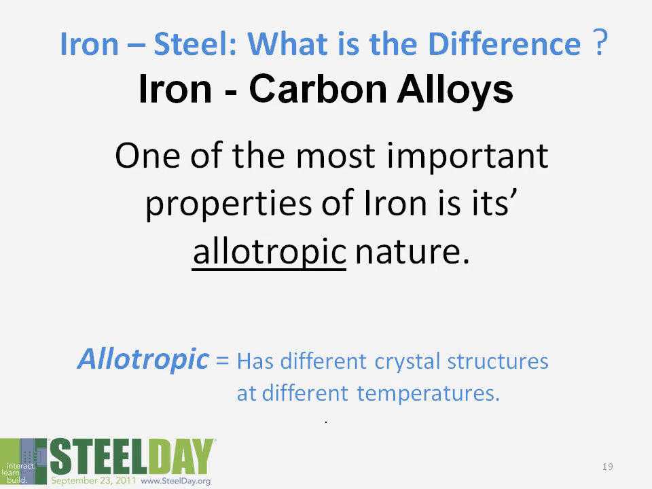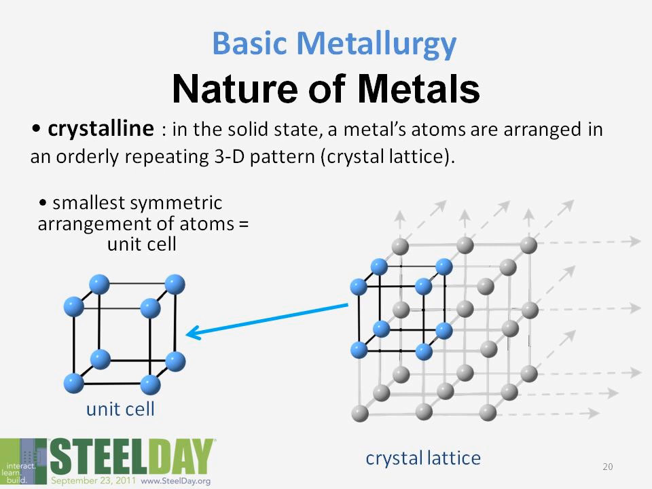One of the very unique properties of iron-based alloys, or iron itself, is that iron is an allotropic solid. Allotropic meaning it has different crystal structures at different temperatures. Again, we need to delve a little bit into metallurgical theory here to understand what that is.